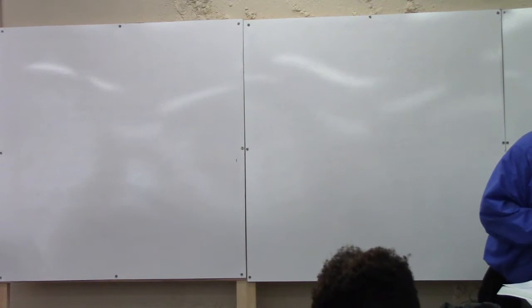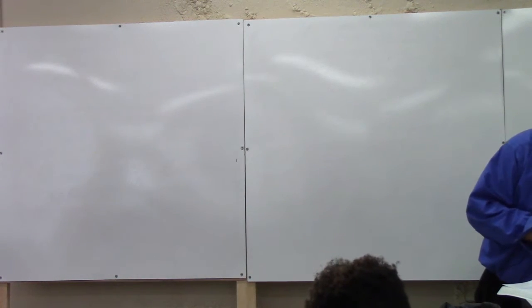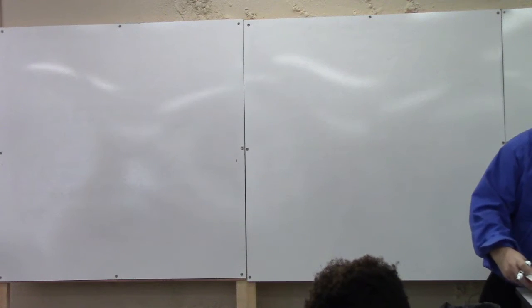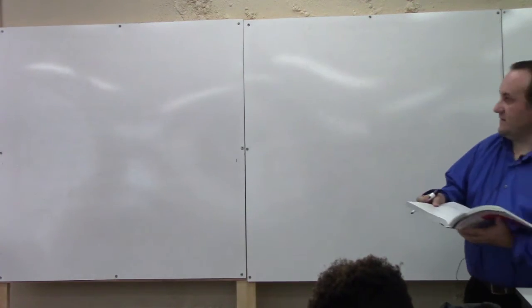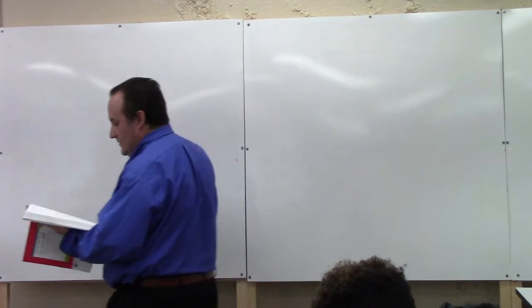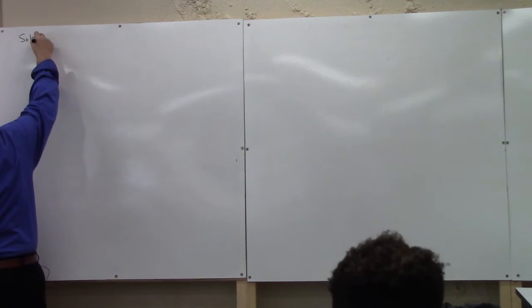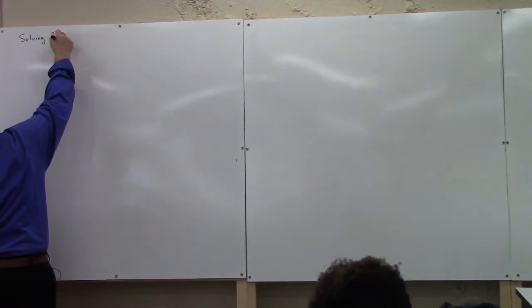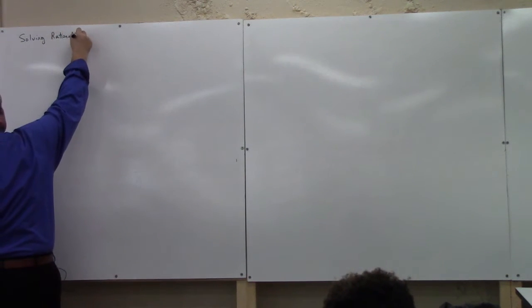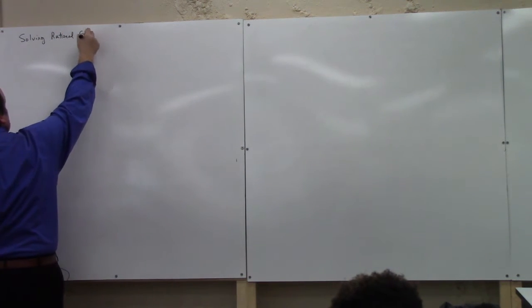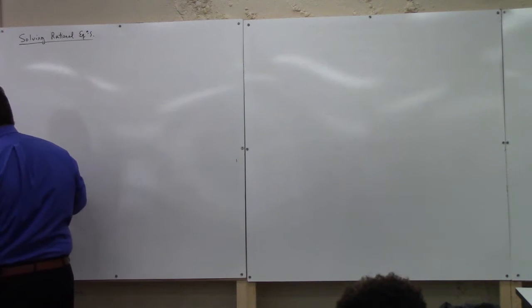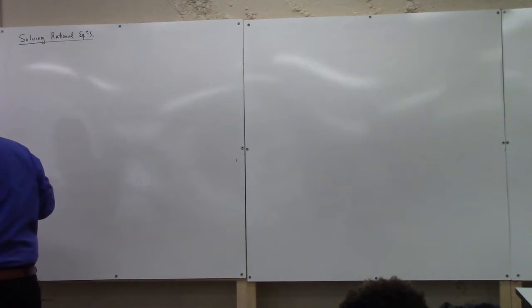Okay, so we have reached section 5.5, which is on solving rational equations. And so what we're going to do here is make use of the algebra that we have thus far learned. So we'll start out relatively simple.